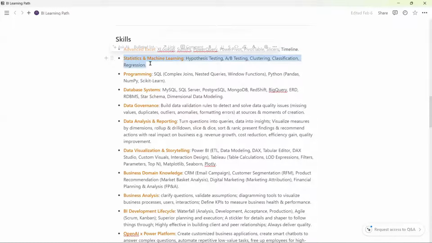If you come from a math statistics background, you should mention this, even though you're not applying for data scientist jobs. You should also mention that because that's your personality, right? So you can put hypothesis testing, A/B testing, clustering, classification, regression. So these are just the essential statistical methodologies.